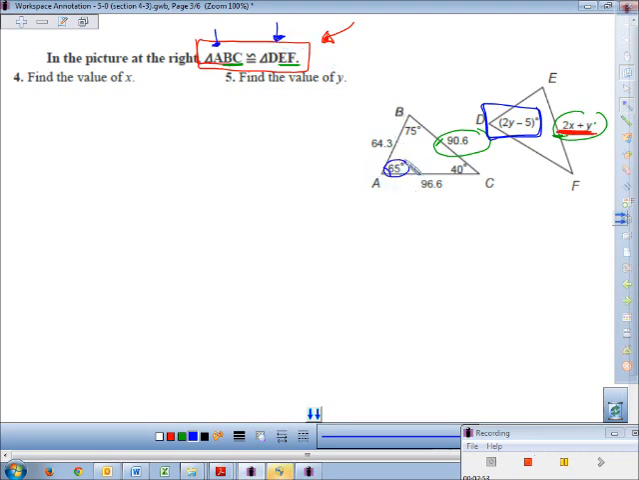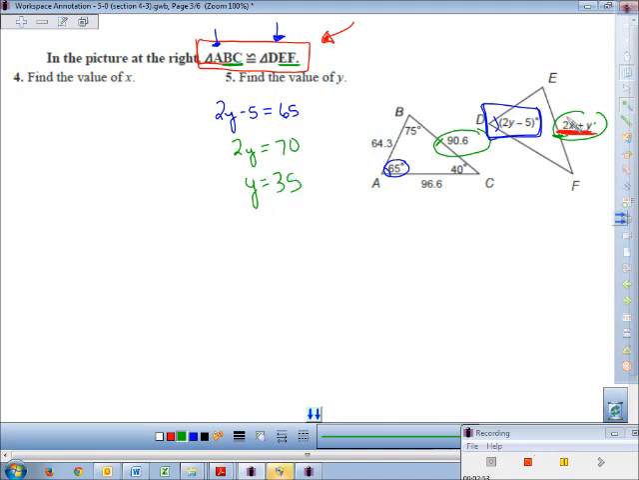Angle A is 65 degrees. It goes with angle D, so I can say 2y minus 5 equals 65. Now I can solve for y. Add 5 to both sides. Then get rid of the times 2 by dividing by 2, and y equals 35.